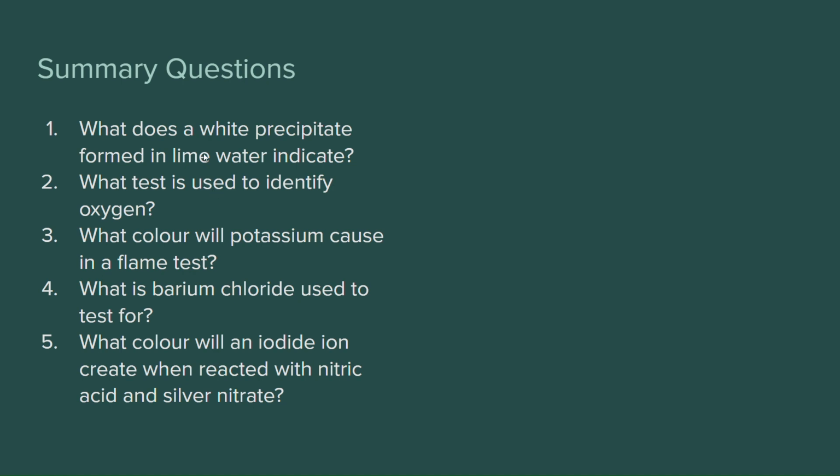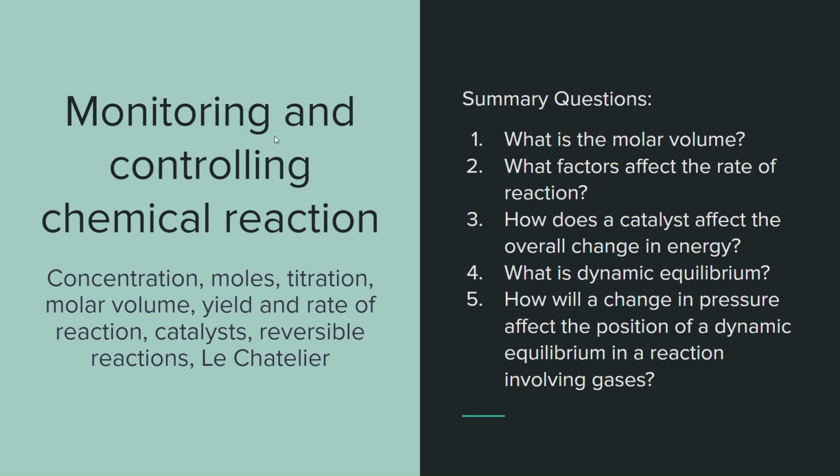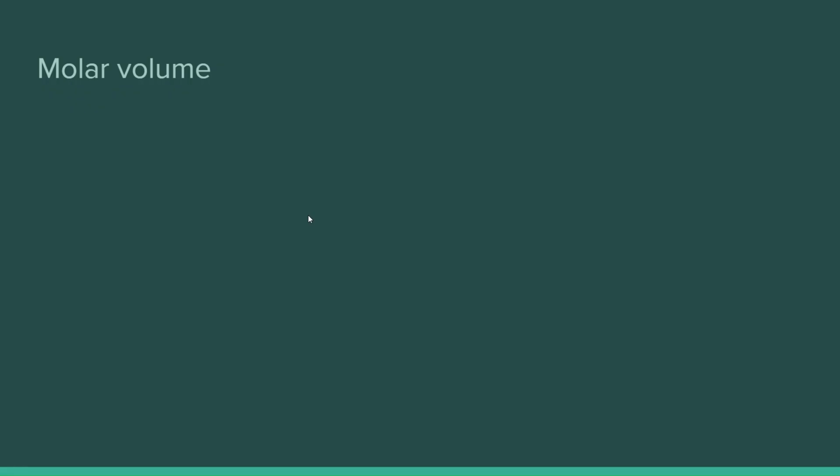So, summary questions. 1. What does a white precipitate formed in limewater indicate? It indicates carbon dioxide. 2. What test is used to identify oxygen? A glowing splint. 3. What color will potassium cause in a flame test? Purple. 4. What is barium chloride used to test for? Sulfate ions. And 5. What color will an iodide ion create when reacted with dilute nitric acid and silver nitrate? It will turn yellow.